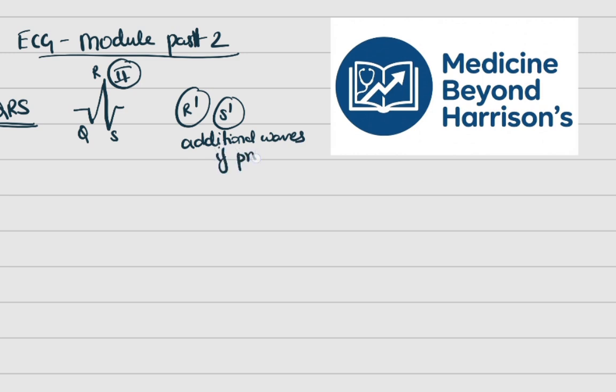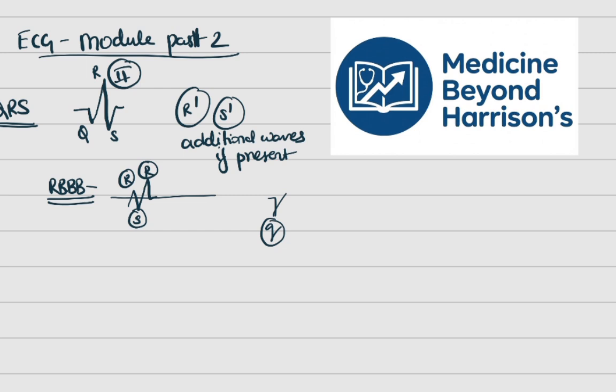if present. So for example, in case of an RBBB, right bundle branch block, there could be an rSR dash pattern. So this is an r, the S and R dash. So this is the positive. Any negative deflection from the baseline after an initial positive deflection is called an S wave, and any negative deflection before an R wave is called a Q wave. So this is the basic nomenclature that is used.